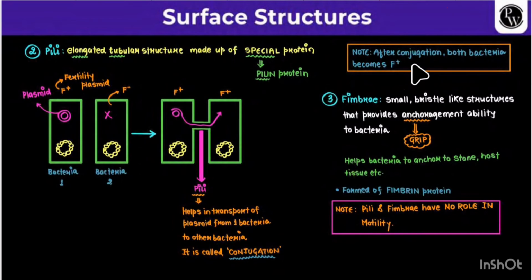Note that after conjugation, both bacteria become F plus here. This is the pilus, and this is the F plus; before, it was something like that. It helps in the transport of the plasmid from one bacterium to another. This is called conjugation. And fimbriae are small, bristle-like structures which provide grip, that means the ability to attach, to bacteria. They help bacteria attach to host tissue and are formed of fibrin proteins here. Pili and fimbriae have no role in motility, we have to remember.